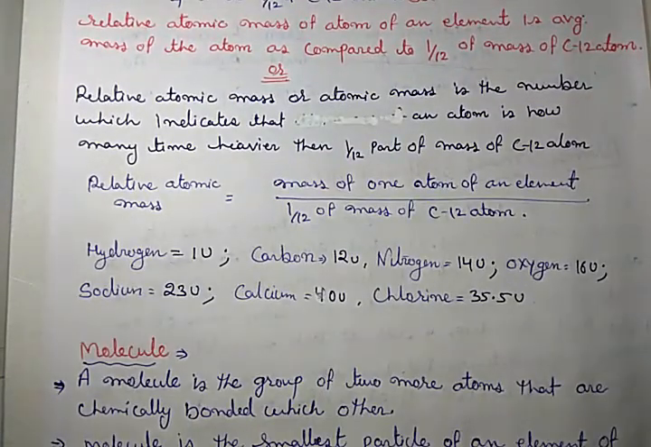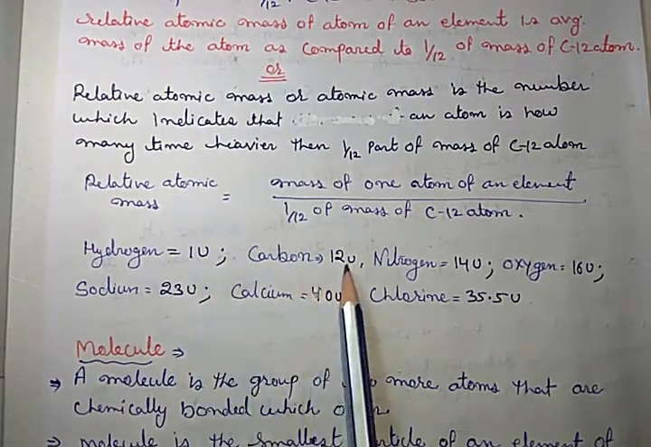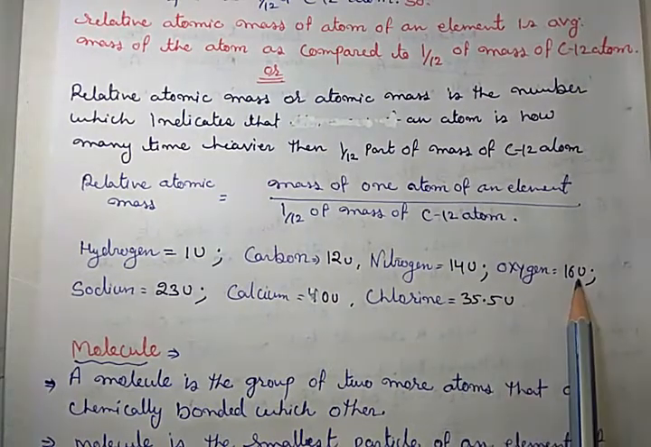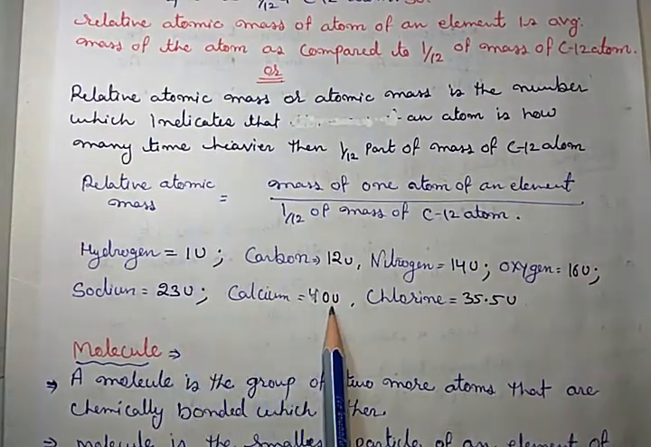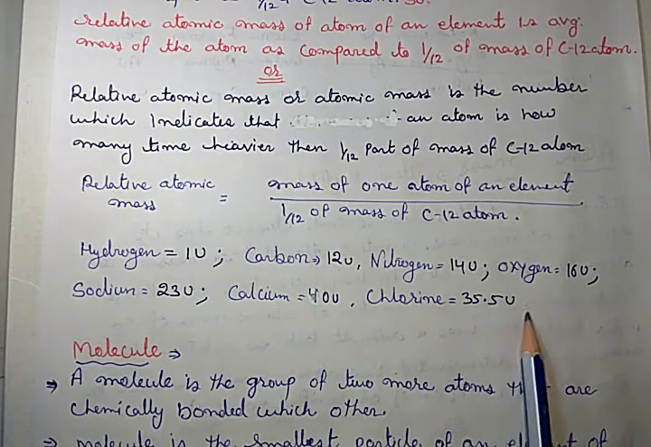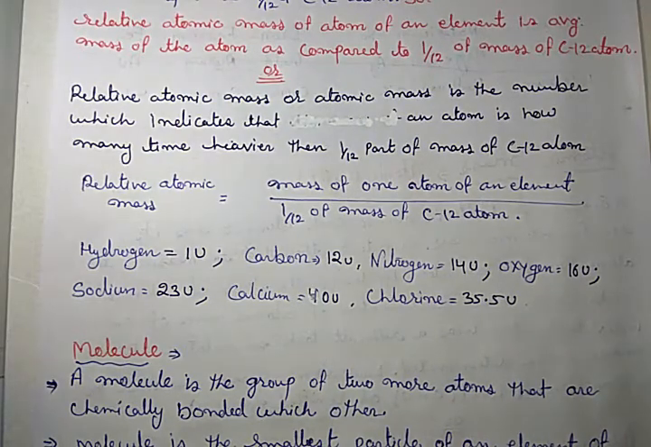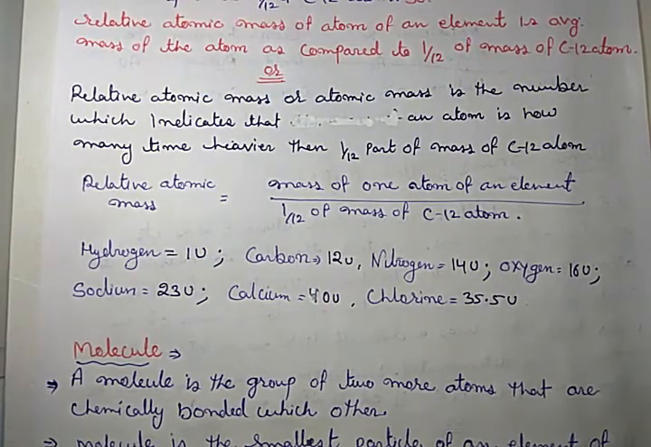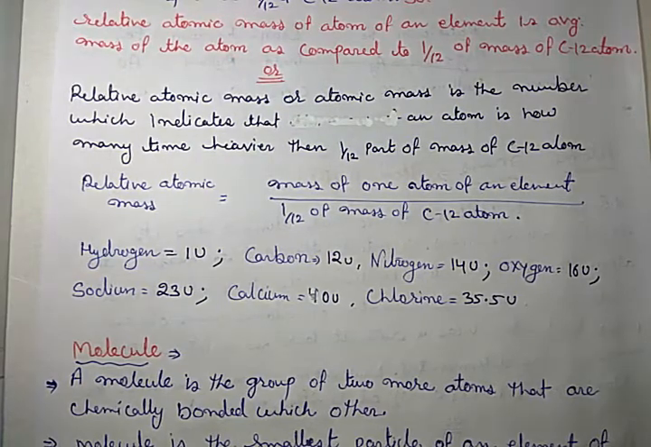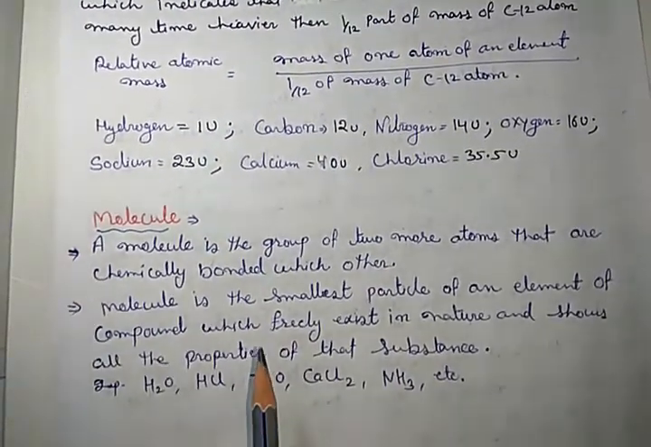Some of the relative atomic masses, or simply atomic masses, are: hydrogen 1, carbon 12, nitrogen 14, oxygen 16, sodium 23, calcium 40, chlorine 35.5. Let me make it clear that you have to memorize these atomic masses because they are very important for our calculations. Now let me move to the next topic, that is molecule.